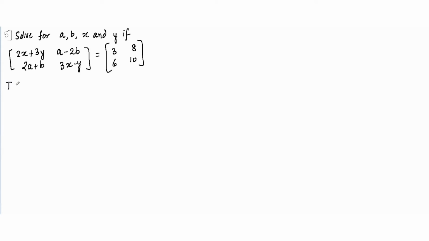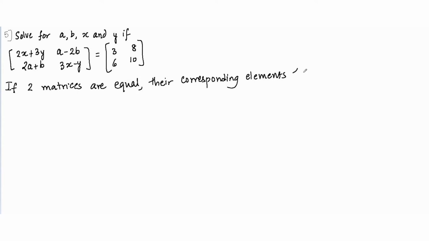So again, if two matrices are equal, then their corresponding elements have to be equal, right? Have to be equal. So let us take a look at their corresponding elements. 2x plus 3y should be equal to 3. Then look at this particular equation. This is the second row, second column.